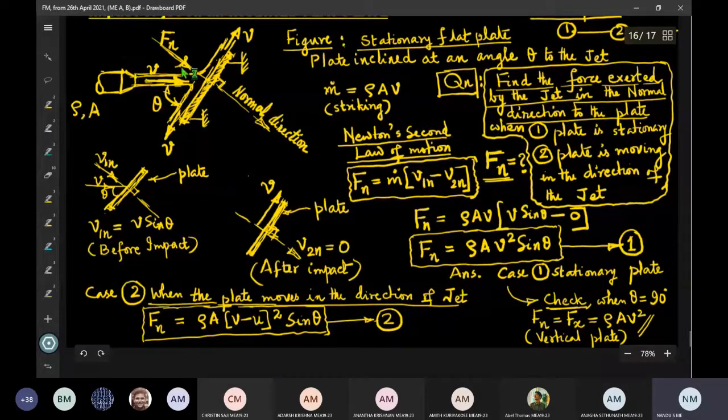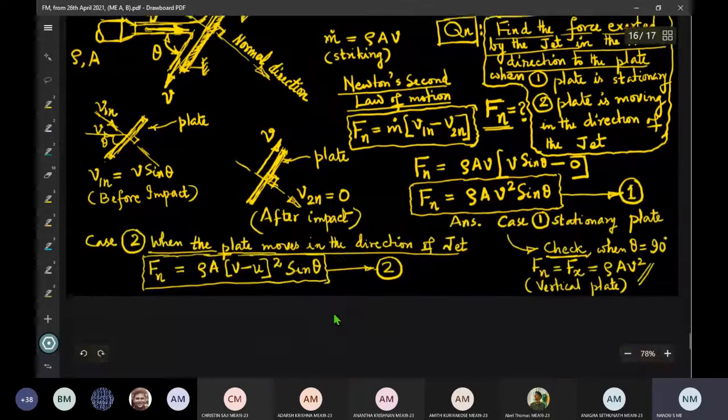If you want to find out the force exerted by a jet on the plate in the normal direction to the plate, when the plate is inclined at an angle theta to the jet, then Fn is equal to m dot, the mass flow rate supplied and striking, which will be the same because the plate is stationary. So m dot is rho A V, no doubt, into V1n minus V2n. V1n is V sin theta, and V2n is 0. And how come it is 0? That you must understand. Please refer to these two diagrams. V sin theta minus 0 gives V sin theta itself. So the result is Fn is equal to rho A V square sin theta.